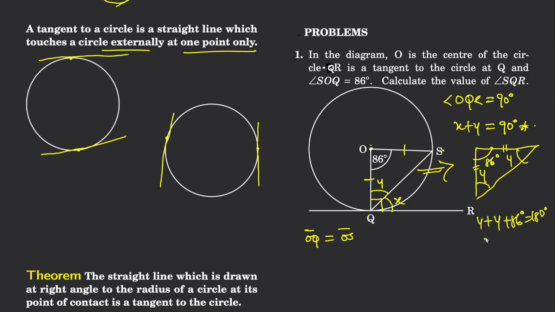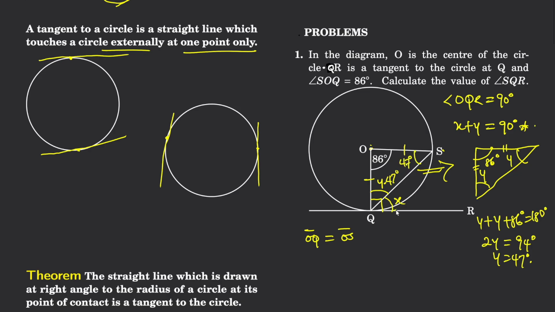So when you solve that, you have 2Y is equal to 94 degrees. So Y equals 47 degrees. Which means that the angle here is 47 degrees, and the one here is also 47 degrees.